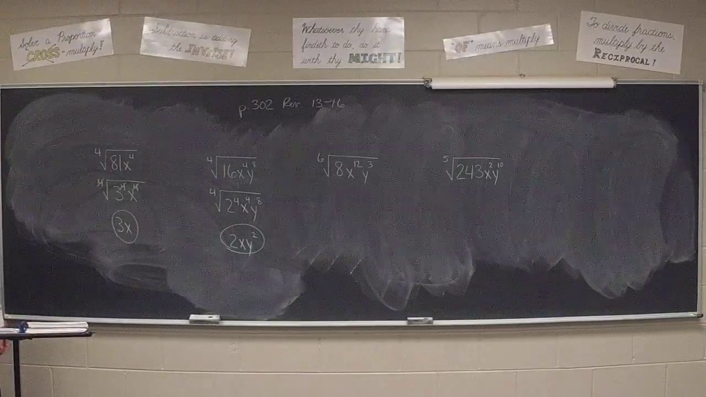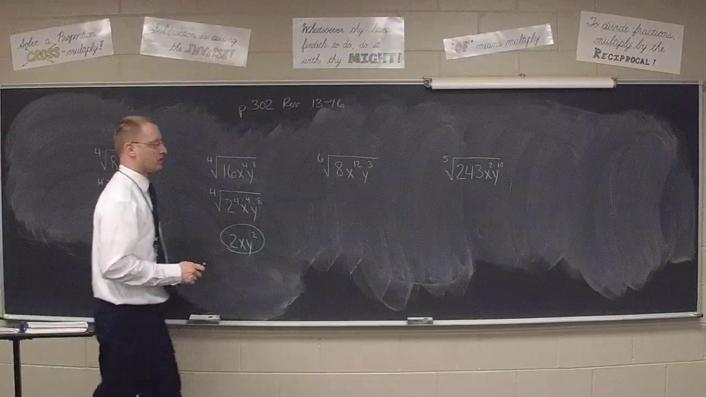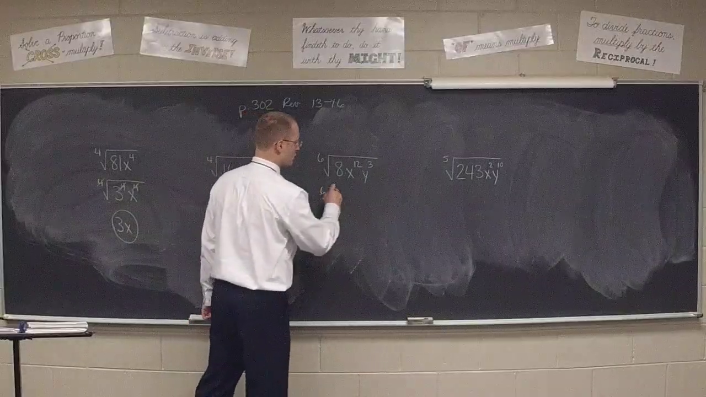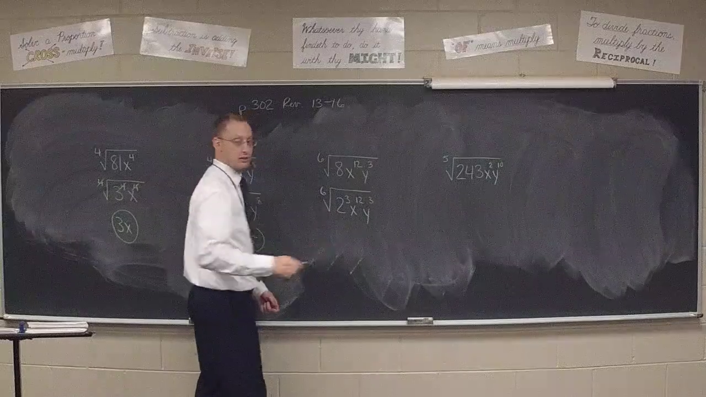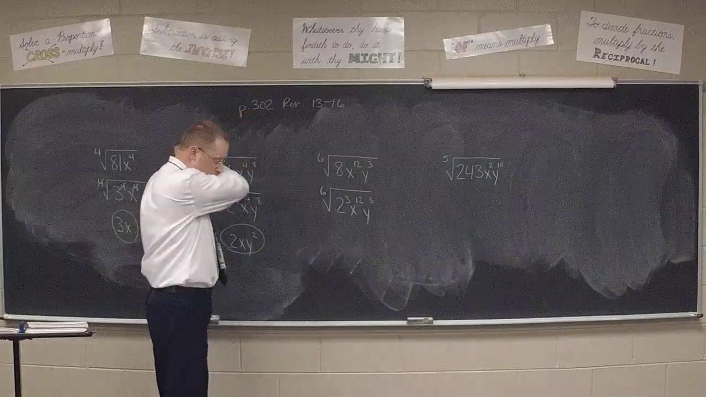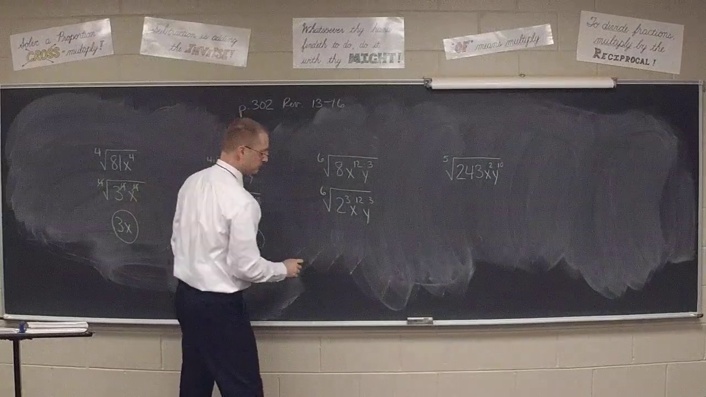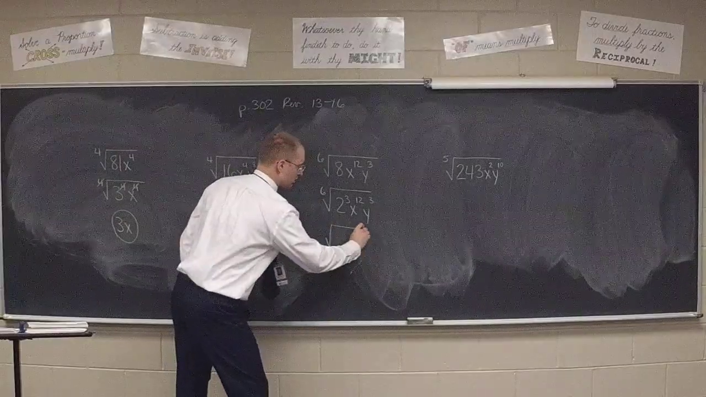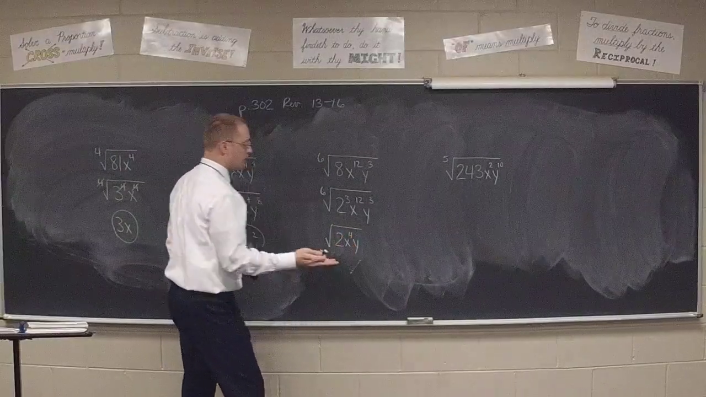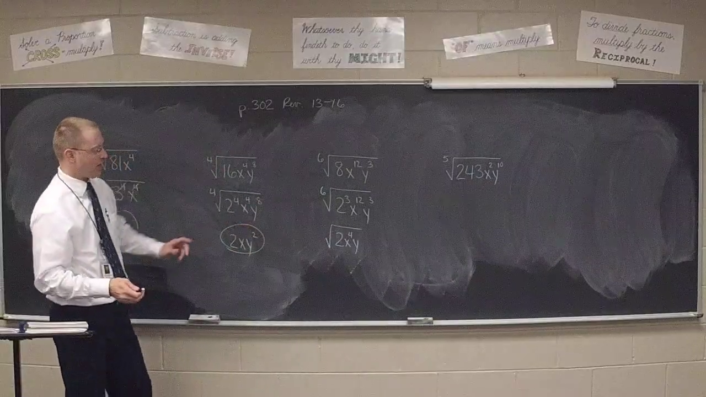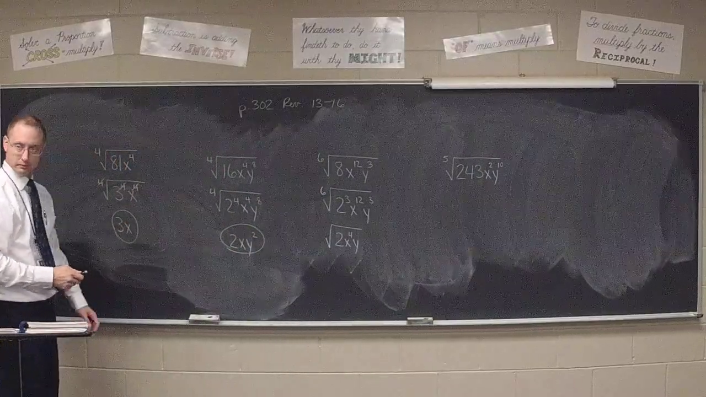The next one, Brecken, we would rewrite the 8 as 2 cubed. And then we have the x to the 12th y cubed. And then to get the square root of 2x to the 4th y. Then there's one more thing we can do.